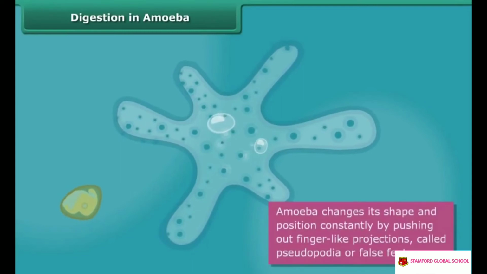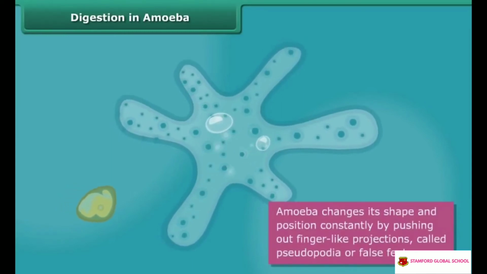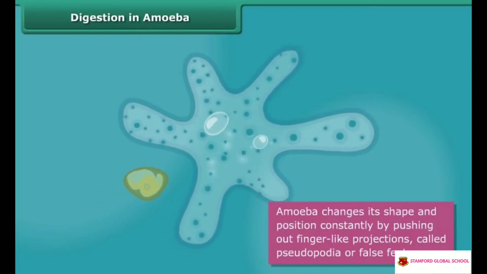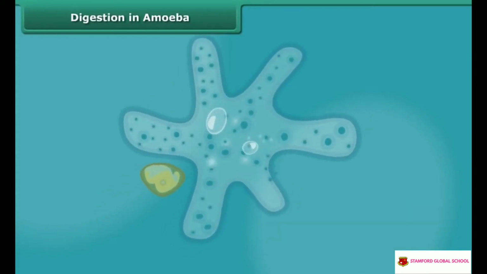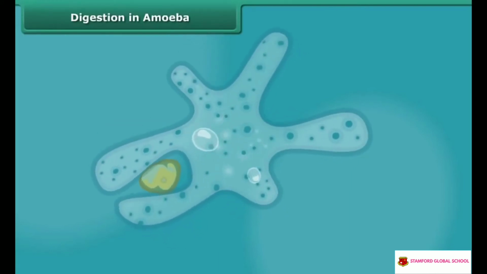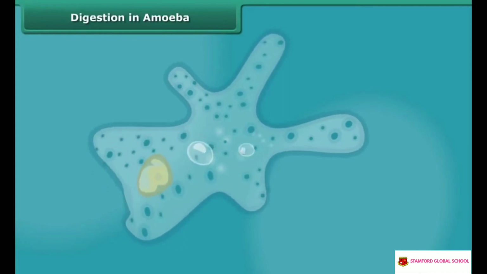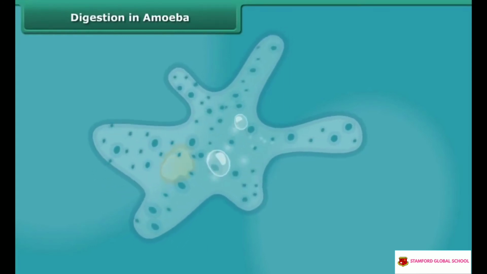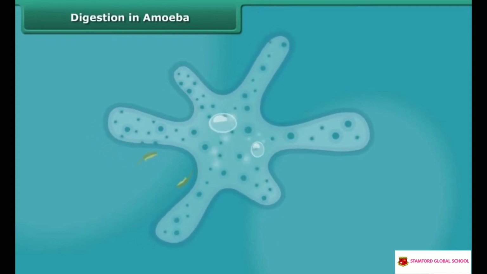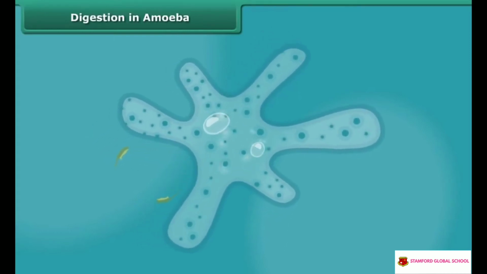It changes its shape and position constantly by pushing out finger-like projections called pseudopodia or false feet, and captures some microscopic organisms as its food. The food becomes trapped in a food vacuole, and the digestive juices act on the food to break it down into simpler substances. Finally, the undigested food is expelled outside by the vacuole. By this you can say all the animals have the same basic process of digestion.